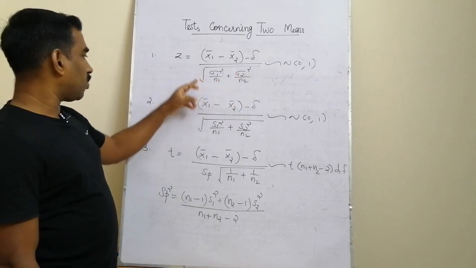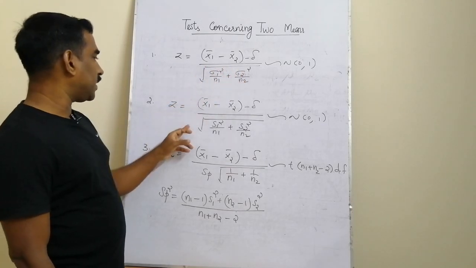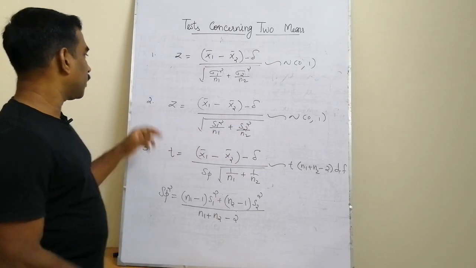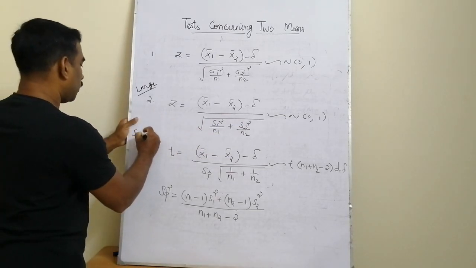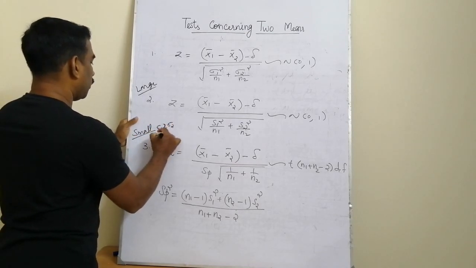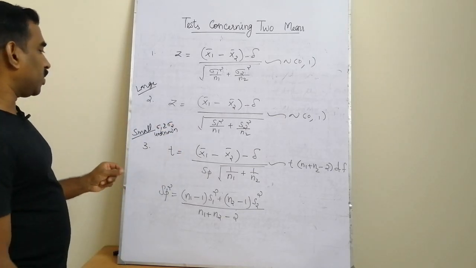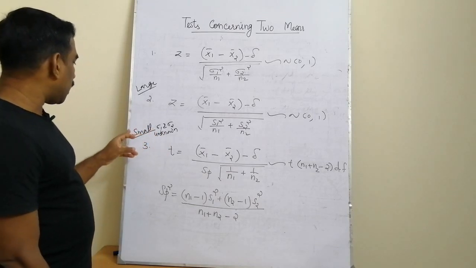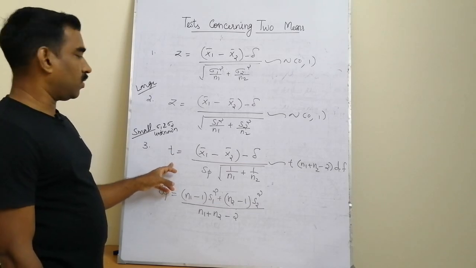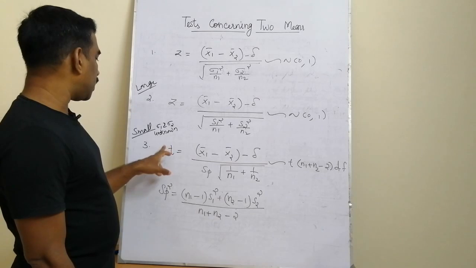If sigma 1 square and sigma 2 square are unknown, then we replace them with their estimates s1 square and s2 square, provided the sample size is large. Whenever the sample size is small and sigma 1 and sigma 2 are unknown, if the population standard deviations or variances are unknown and the sample size is small, the test statistic becomes the corresponding t variate, that is, we apply the t distribution as the sampling distribution.